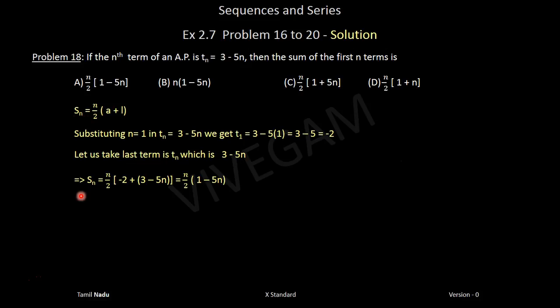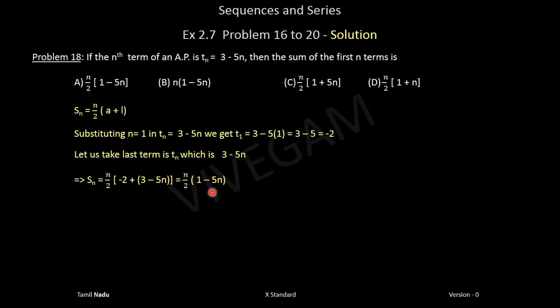So let's substitute that. Sn equal to n by 2 into A, which is minus 2, plus n is 3 minus 5n. Simplify this. Minus 2 plus 3 will become 1, right? And this will be minus 5n as it is. So the final value of Sn is n by 2 into 1 minus 5n.